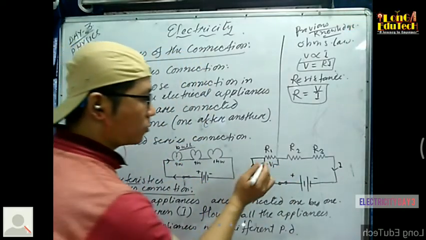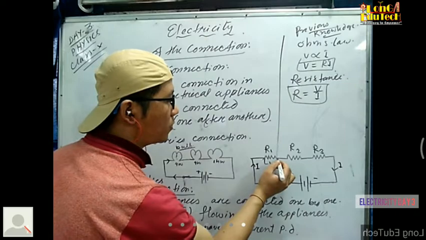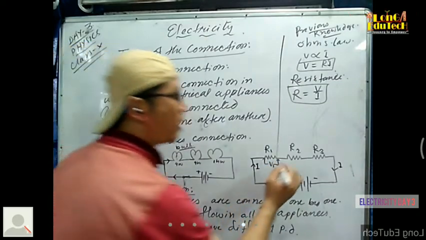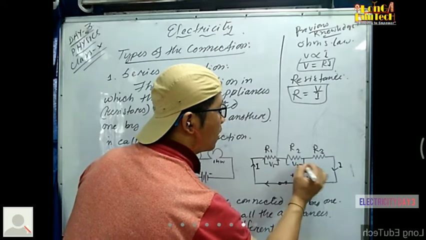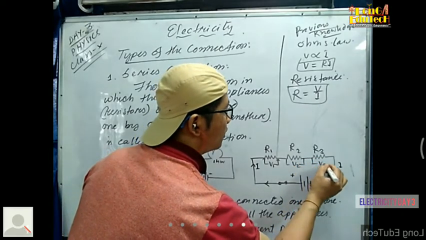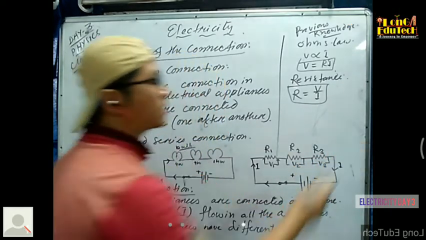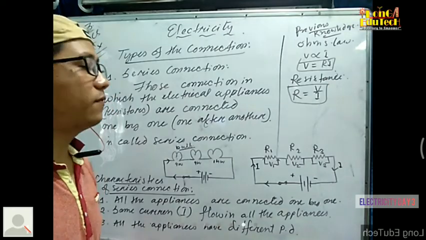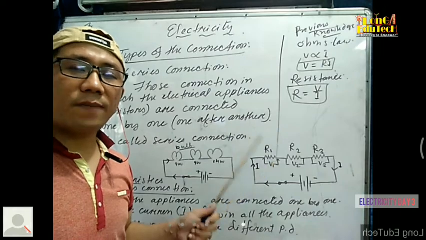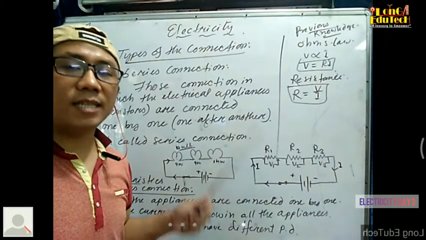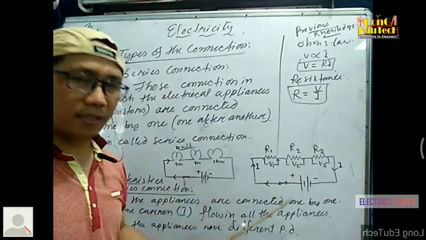Okay, so V1. ये दोनों के बीच में voltage V1 होगा, और ये R2 है, ये दोनों के बीच में V2 होगा, और इसमें V3 होगा, और कोई भी appliance R4 होगा तो उसका भी V4 होगा. Okay, so from here we know that different appliances have the different potential difference. Got the point?